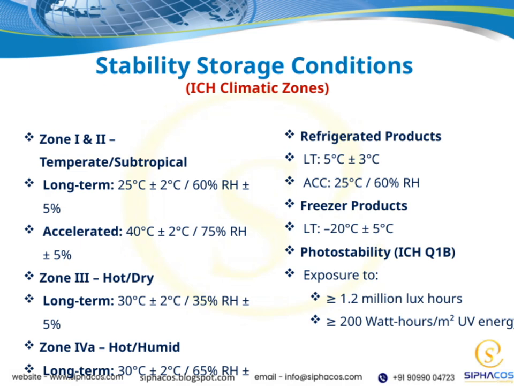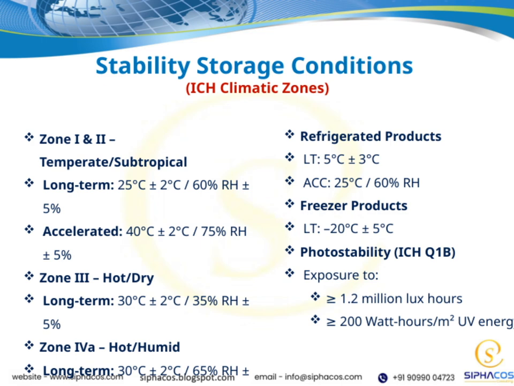Starting with zones I and II, which are classified as temperate and subtropical. For long-term storage, these zones typically maintain temperatures around 25 degrees C with a variation of plus or minus 2 degrees, and relative humidity around 60%, also with a small margin of fluctuation. When we consider accelerated conditions, which simulate more extreme environments, the temperature rises to about 40 degrees C with a similar plus or minus 2 degrees C variation, and humidity increases to approximately 75%.